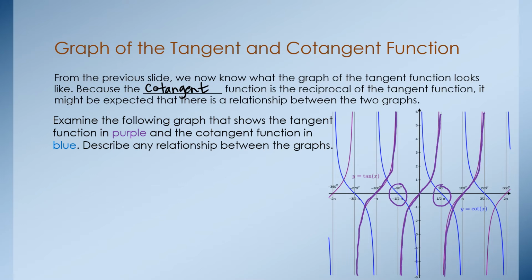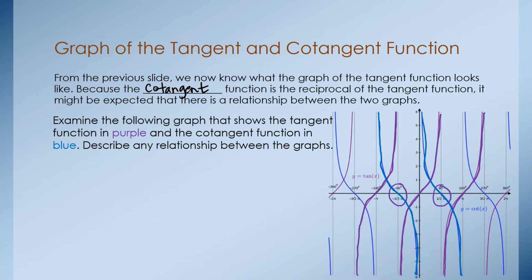For the cotangent function in blue, take a look at this. It is like the same picture, just reflected, isn't it? It's just been reflected. Does it have the same vertical asymptote?